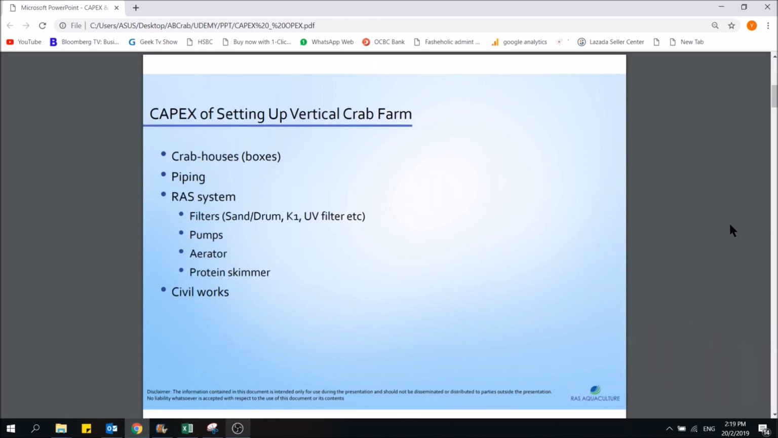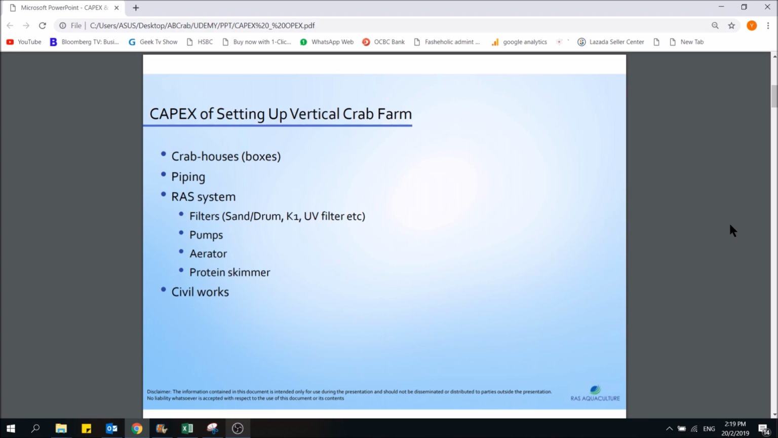So the typical capital cost of setting up the crab farm will include the following items. Firstly, you need to factor in the prices of the crab houses and all of the piping that you're going to need to run to connect in between all of the boxes. Thirdly, you're going to need your RAS system. That could be your filters, made either from a sand or a drum filter, K1 which is your biofiltration, UV for disinfection, and any other auxiliary equipment. That will also need to include pumps and any aerators or even a protein skimmer.